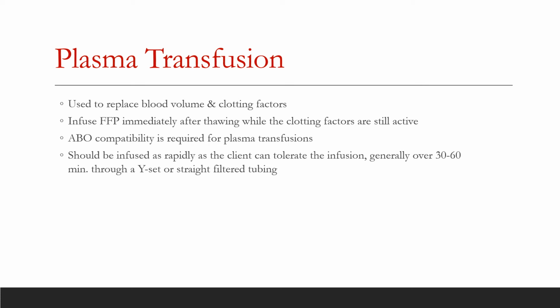Plasma. When we transfuse plasma, it is usually to replace blood volume and clotting factors. We're going to infuse FFP, which is fresh frozen plasma, immediately after thawing while the clotting factors are still active. ABO compatibility, though, is required for plasma transfusions, so we need to know blood types and match them, and therefore type and screen them for plasma transfusions. Plasma should also be rapidly infused as fast as the client can tolerate it, generally within a half hour to 1 hour, through that Y-site or a straight filter tubing.